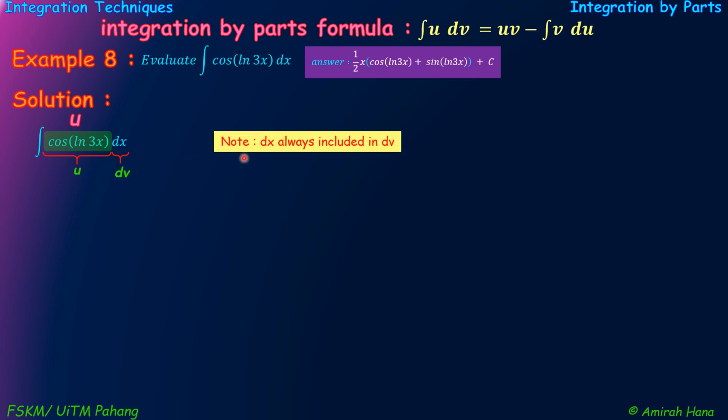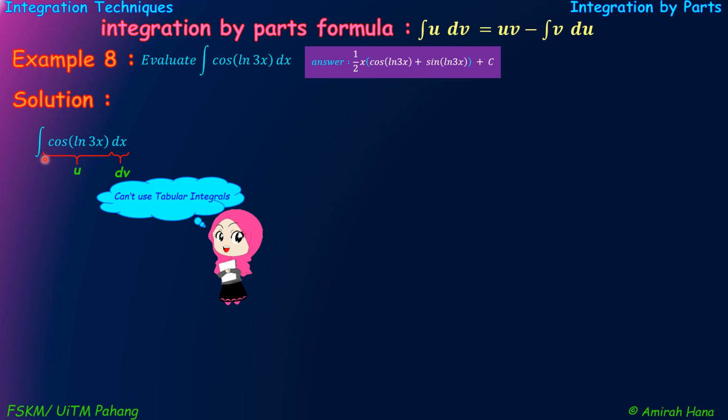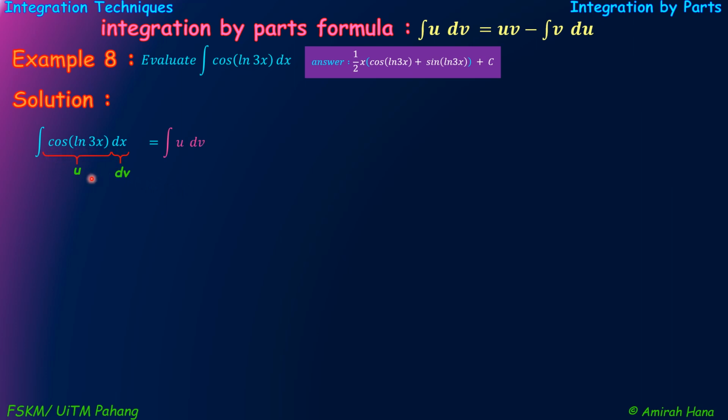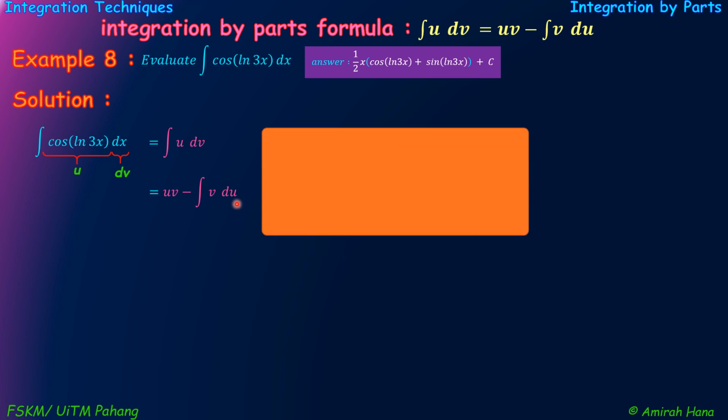Note that dx is always included in dv. In this case, we cannot use tabular integration. Why? We will discuss later. From here, when we integrate using the integration by parts formula, we have integration of u dv equals uv minus integration of v du. Then we write u equals cos ln 3x and dv equals dx. From u, we need to find du to substitute into this formula, and we need to differentiate. From dv, we need to find v to substitute into this formula, and we need to integrate.